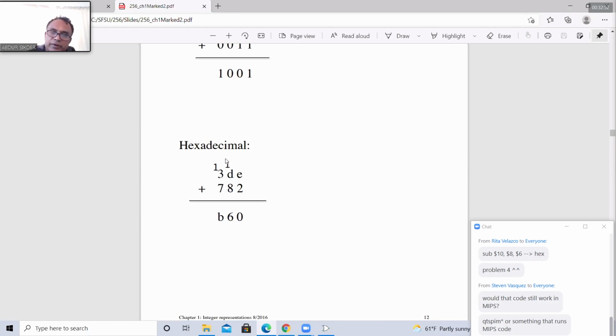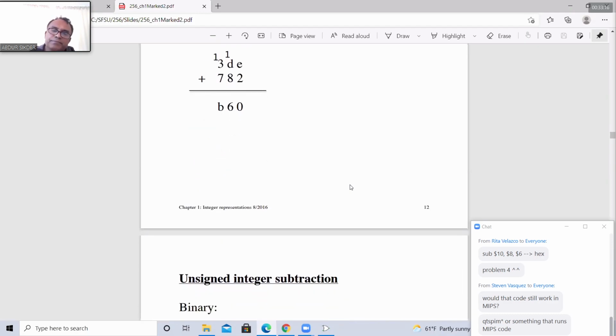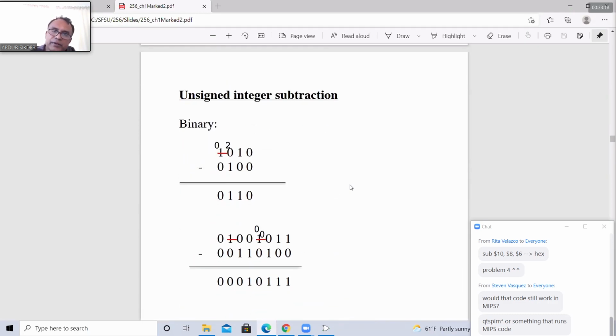So 13 plus 1 is 14 plus 8. So 14 plus 8 is 22. So 22 is 16 plus 6. So you put 6 there and carry 1. And then you add that 1 to 3, so it's 4. 7 plus 4 is 11. 11 is B. So that's how it becomes. That is our B60 hexadecimal addition. Just to practice some of this, and you may have questions.